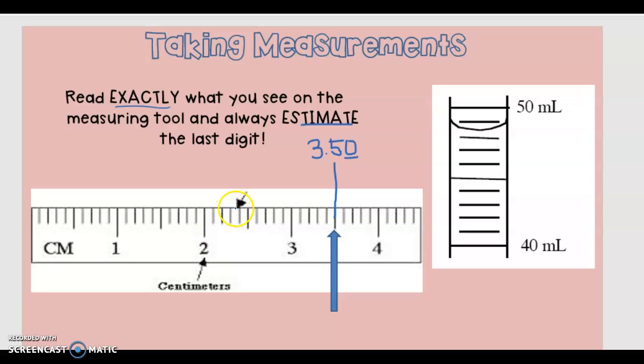If I have it right here, let's say my tool ends right here. I can read exactly 1, I can read exactly 2, I can read 2.1, 2.2, 2.3, and then I'd have to estimate where it falls because I don't have a tick mark. So 2.3, and it's an estimation. It's in between the 2 marks, so I'm going to say 2.5 centimeters.